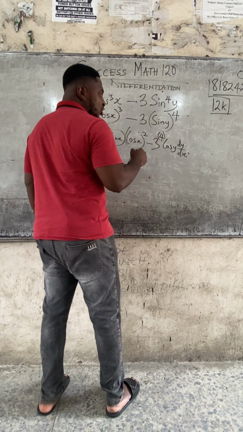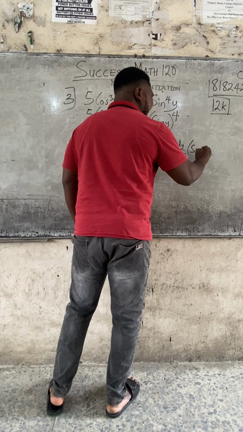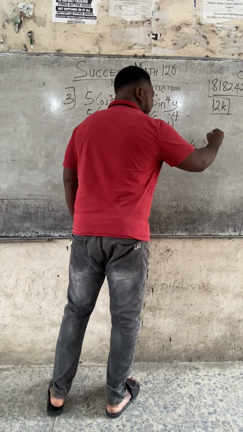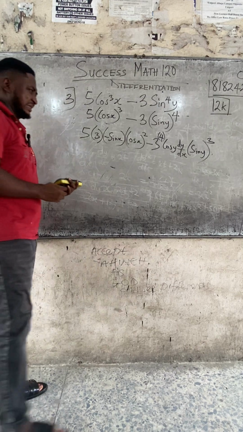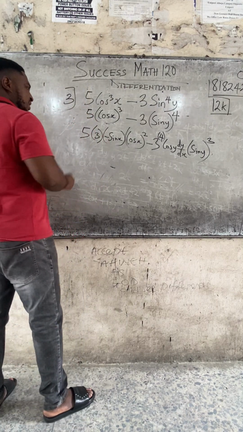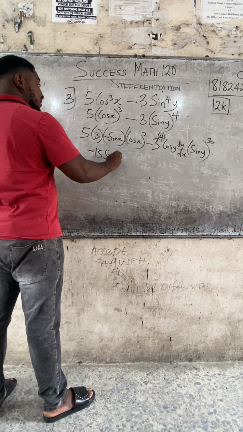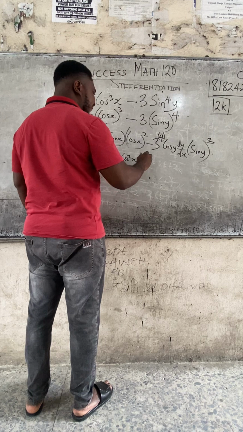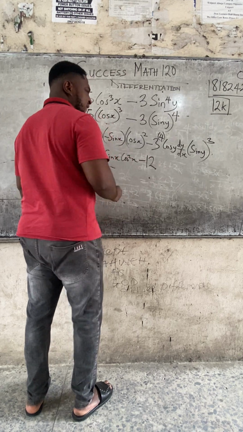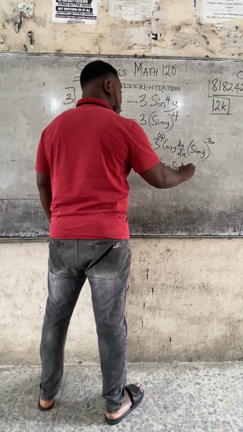Differentiate sine y, you have cos y, dy/dx. Repeat the bracket. Subtract 1 from the power, you have 3. 5 times 3, 15. Minus 15 sine x cos squared x. 3 times 4, 12. Minus 12 cos y sine cubed y dy/dx.